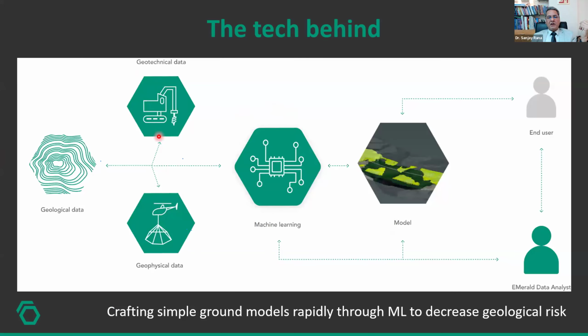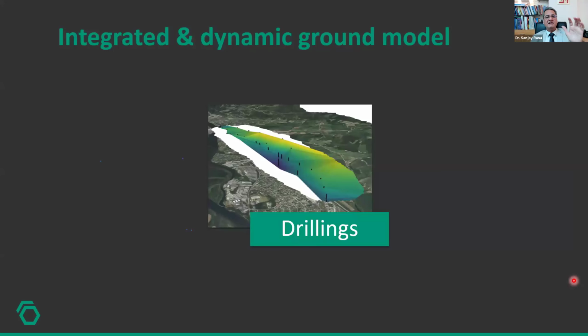Now you put all this together and train your system through machine learning to create a model. This is the geo model ultimately, as we call it. It's not a geophysical model, it's not a geological model. It goes to the end user, and as more data comes in, that model keeps getting enhanced. So crafting simple ground models rapidly through ML to decrease geological risk. That is the tech behind what is being done now. So this is an integrated and dynamic ground model, as we say.